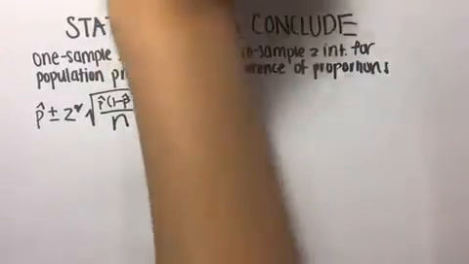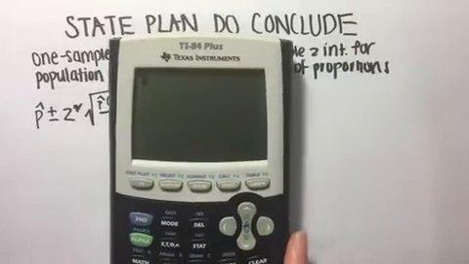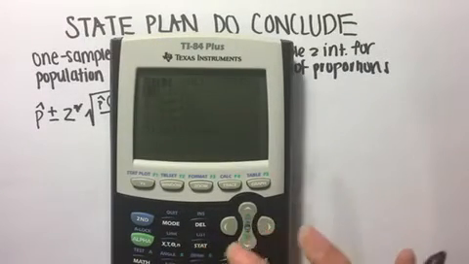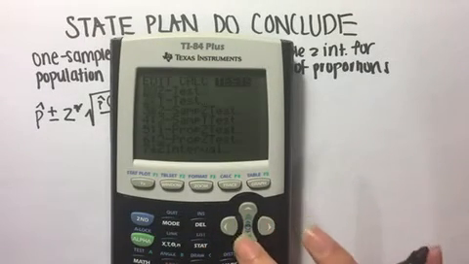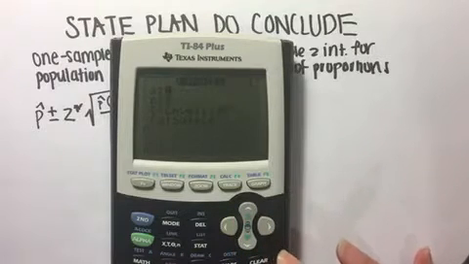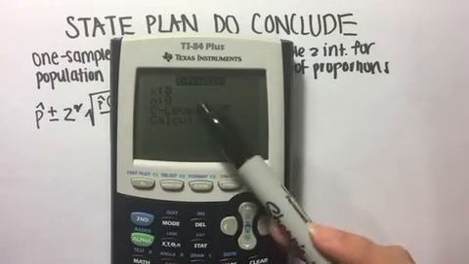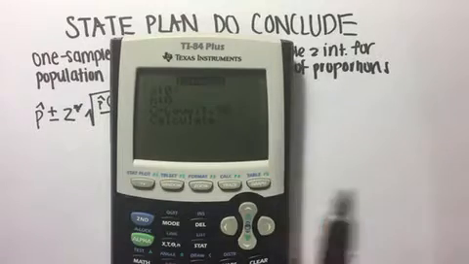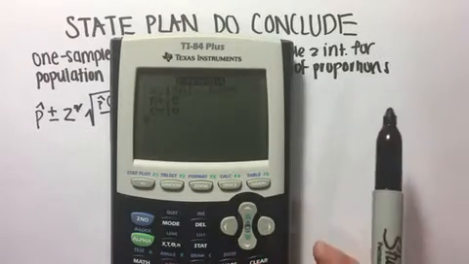You can also use your calculator to find the confidence interval. You go to stats, then tests, and scroll down to 1 prop z int, and input the values, where x over n is your sample proportion and C level is your confidence level. The calculator will generate the confidence interval.